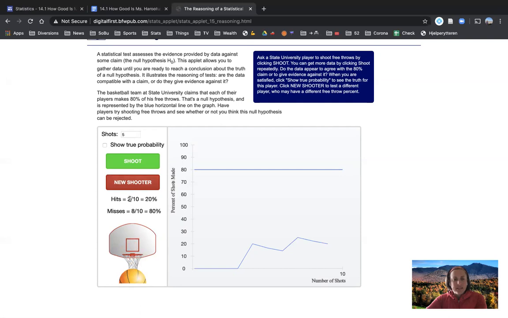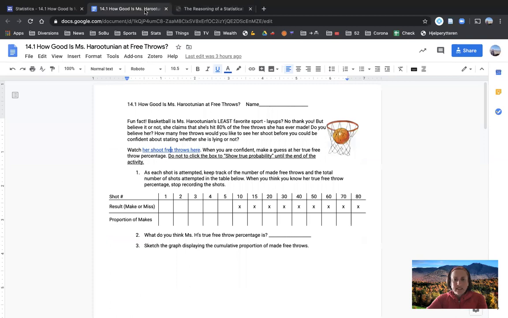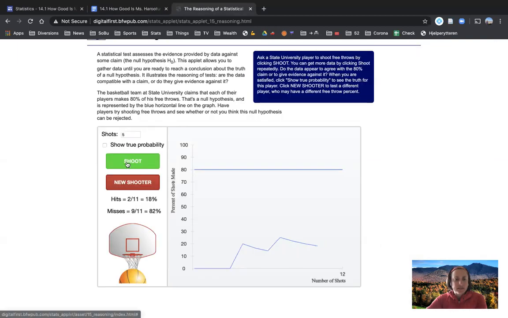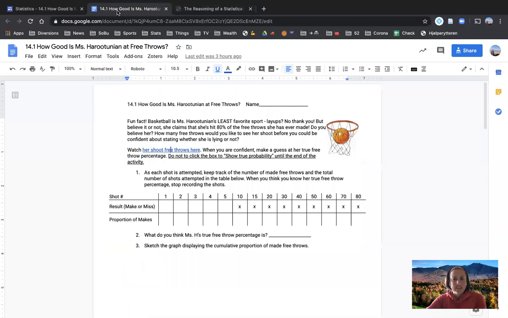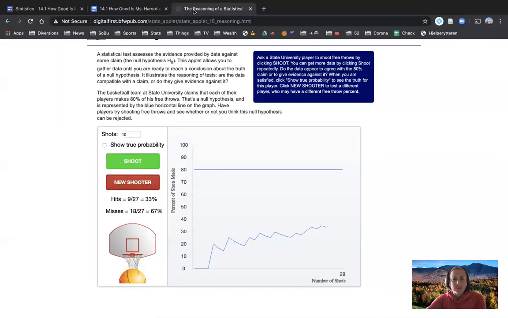And you can see I made it 2 times total out of the 10. Let's do, what did it say? 15 I need to make, so I'm going to shoot it until I get 15. Still not looking like I'm an 80% thrower. Let's do another 5. Still doesn't look good. Let's do another 10. And you're just going to keep doing this until you finally make it up to 80 total shots.